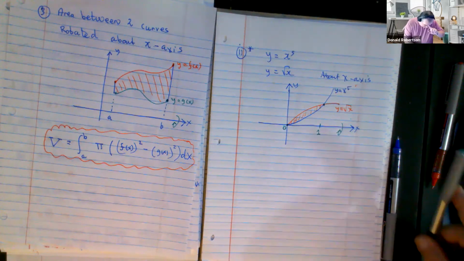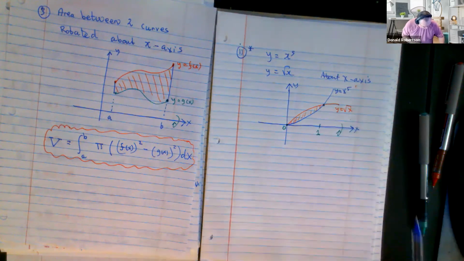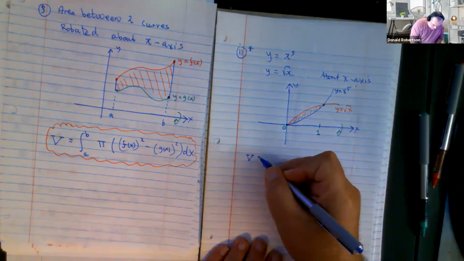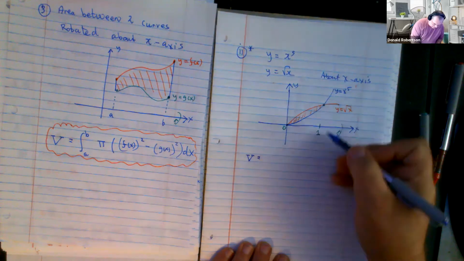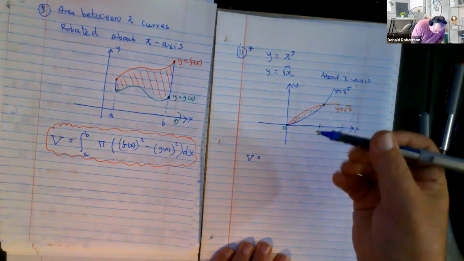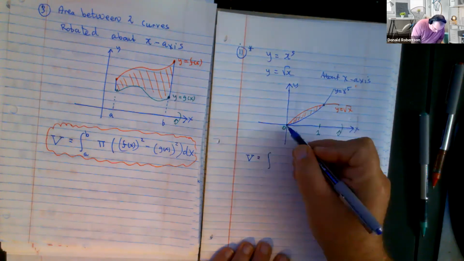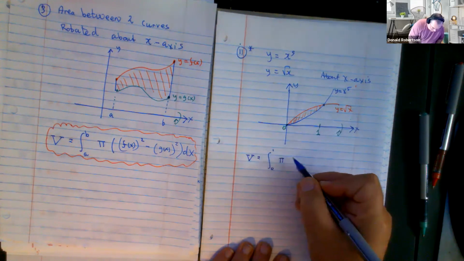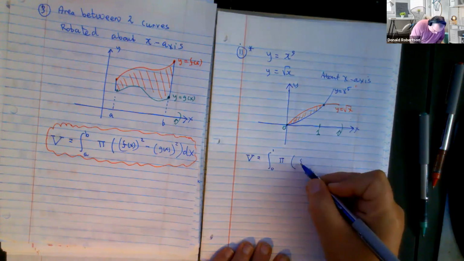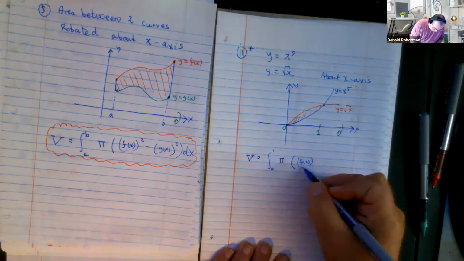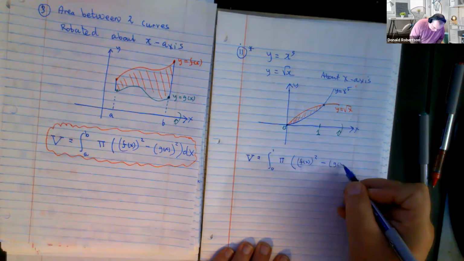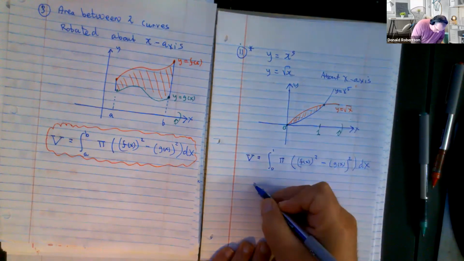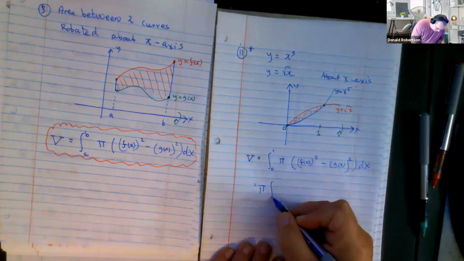Right, everything I need to know is here. I just need to know where it goes in the big scheme of things. So the volume of revolution of rotating this shape about the x-axis is the integral from 0 to 1, start to finish, of pi, f of x squared, take away g of x squared, dx. I'll pull out the pi and do the integral from 0 to 1.